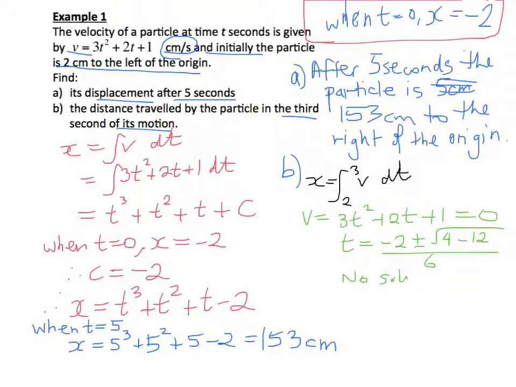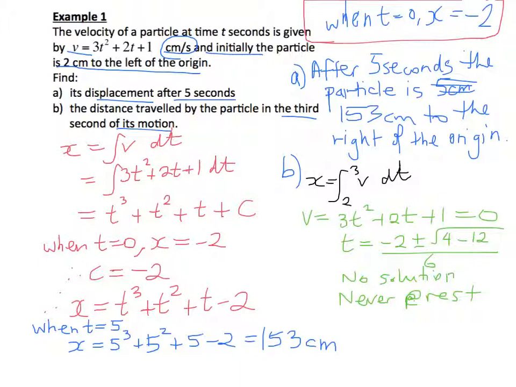And what were we trying to find the solution of? Well, we're trying to find the solution of when the velocity equals 0. So if there's no solution, that means the velocity is never going to equal 0, so the particle is never at rest. Which is good, because that means we can use this integral to find the distance travelled in the third second, and the third second is between t equals 2 and t equals 3.